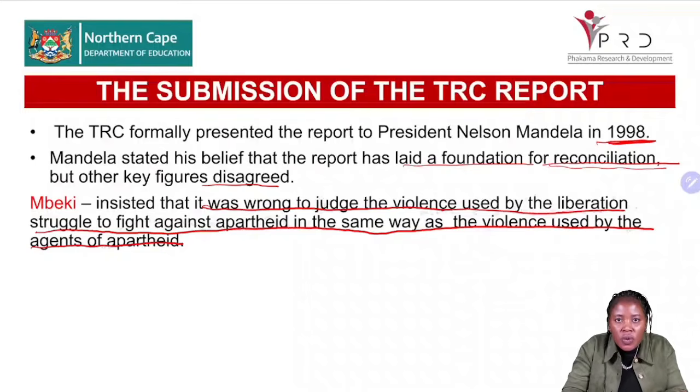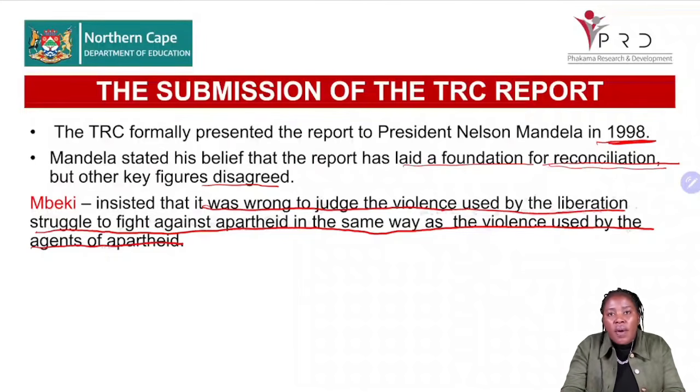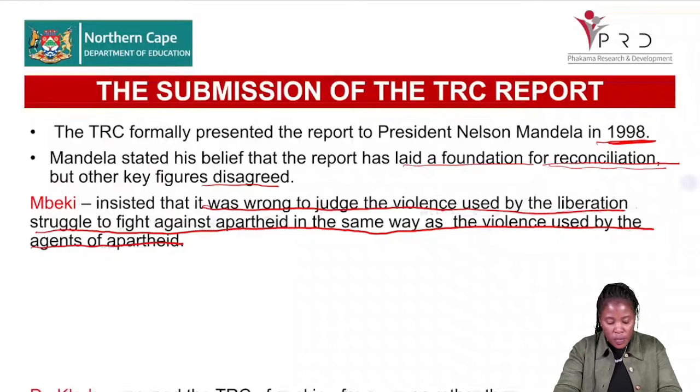The ANC argued that the TRC could not differentiate between crimes that were committed by the apartheid government and the ones that were committed by the liberation movement. So remember, the TRC said a crime is a crime. It doesn't matter whether it was planned or not. So therefore, Thabo Mbeki argued that it was wrong to say all the crimes are the same. They wanted the TRC to distinguish between the crimes that were committed by the apartheid government and the ones that were committed by the liberation movement.